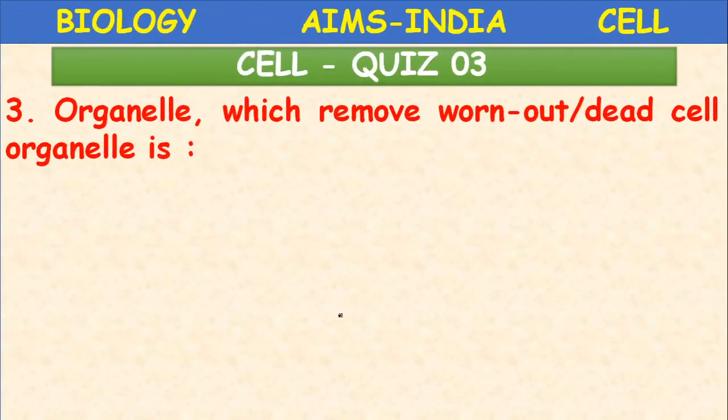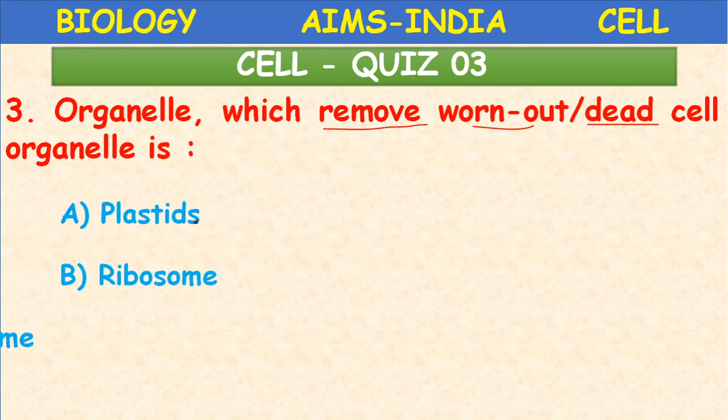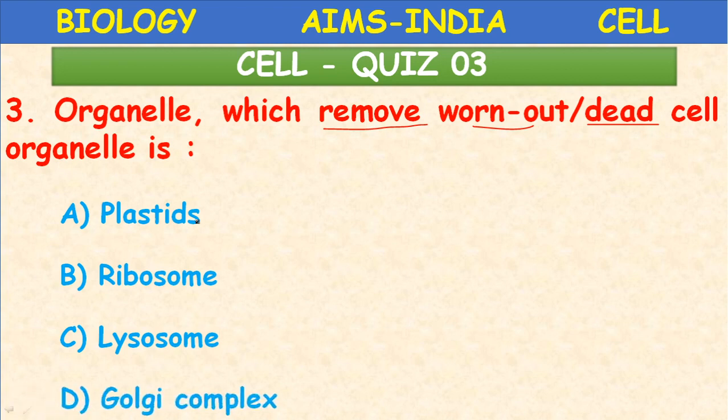So, chloroplasts. Next question. The organelle which removes worn out or dead organelles in the cell is cleaned or removed by which organelle? Plastids, ribosome, lysosome, Golgi complex. What are they?